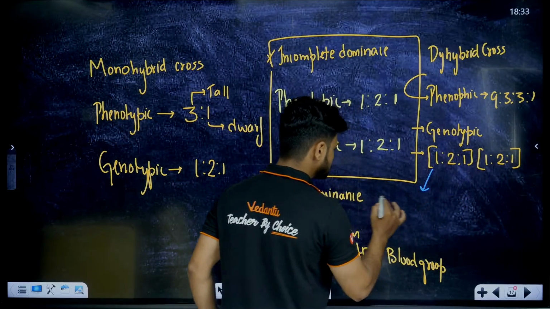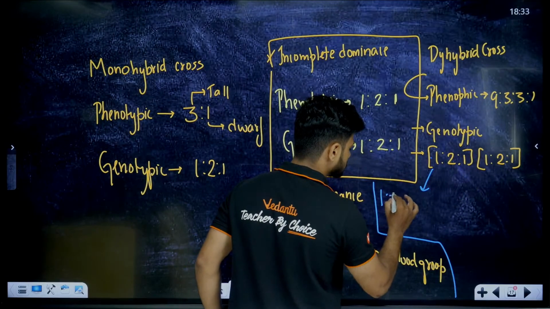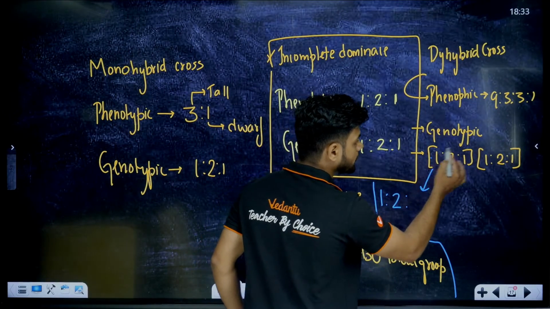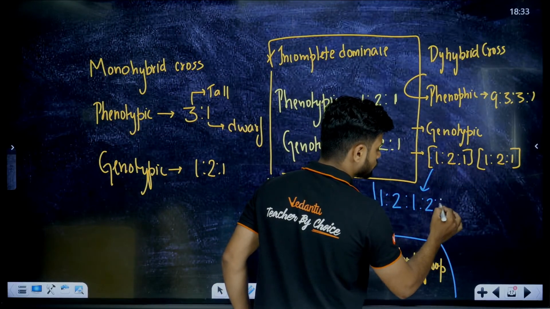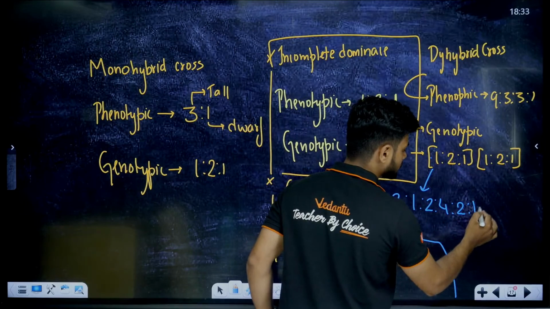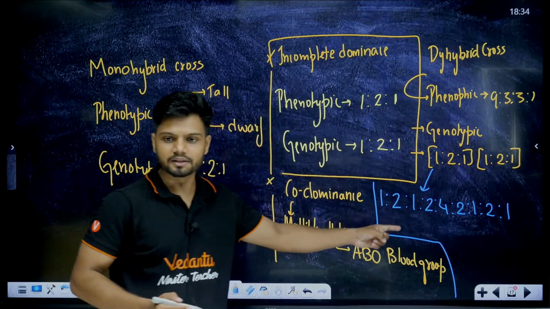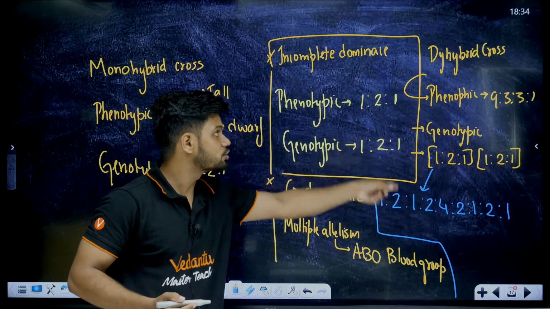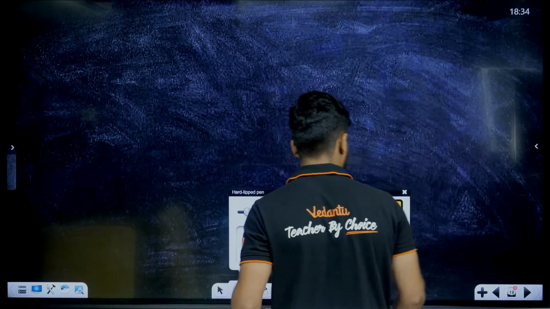What is 1 into 1? 1. 1 into 2 is 2. 1 into 1 is 1. 2 into 1 is 2. 2 into 2 is 4. 2 into 1 is 2. 1 into 1 is 1. 1 into 2 is 2. And 1 into 1 is 1. This right here is going to be your genotypic ratio of your dihybrid cross.